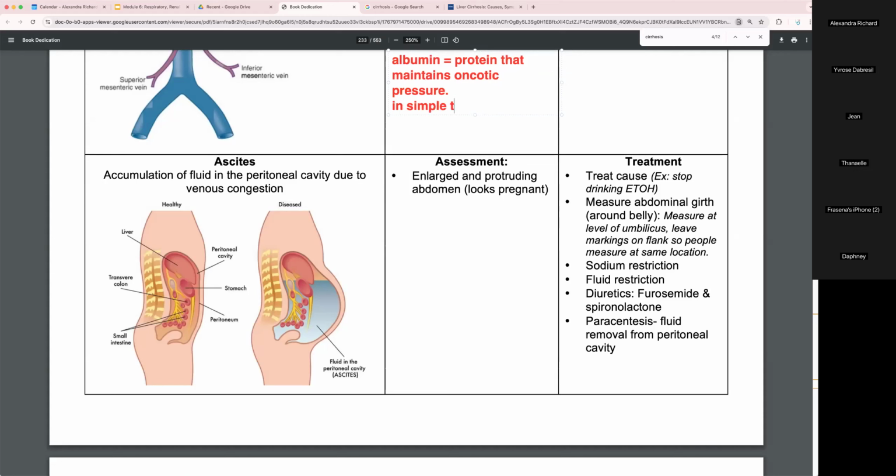In simple terms, albumin keeps fluid inside the intravascular space. What does that mean? It keeps fluid inside the blood vessels. Write that down. Albumin keeps fluid inside the blood vessels. So by keeping fluid inside the blood vessels, it maintains a pressure inside of the vessels. Write in the chat and let me know if that makes sense.